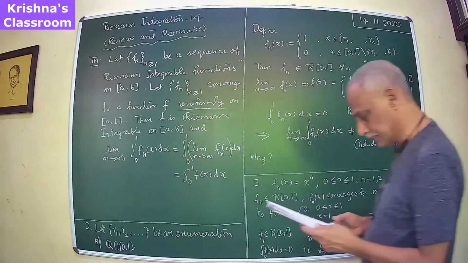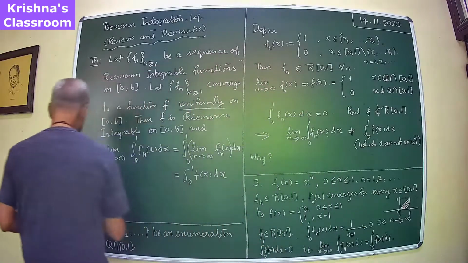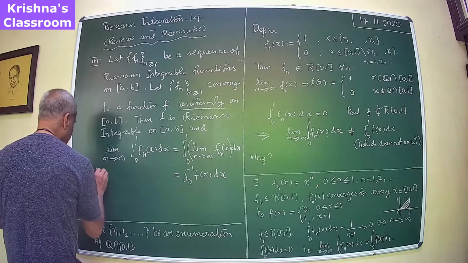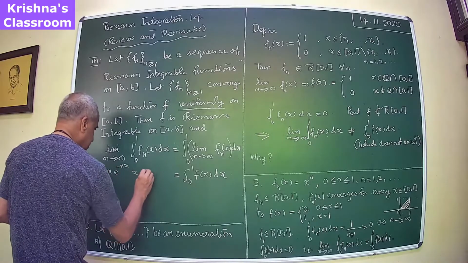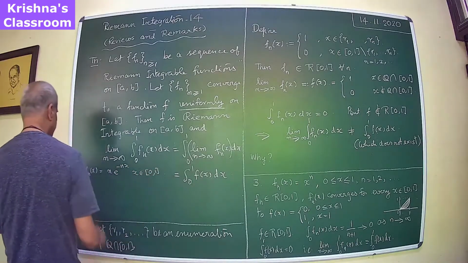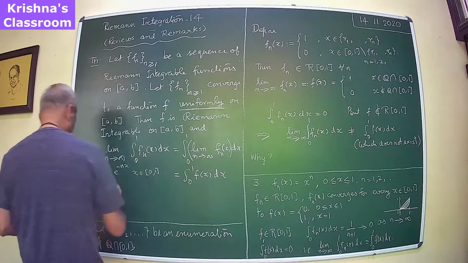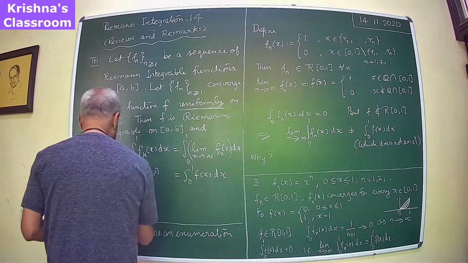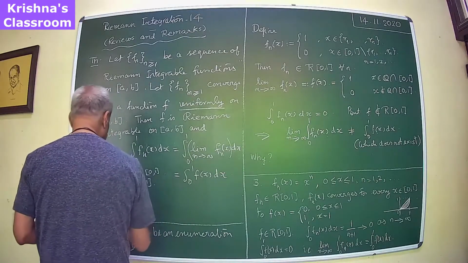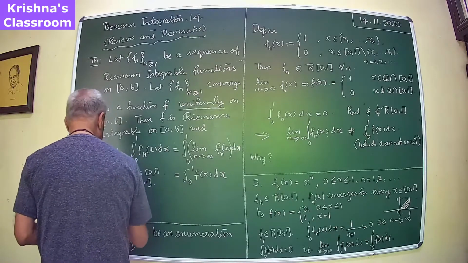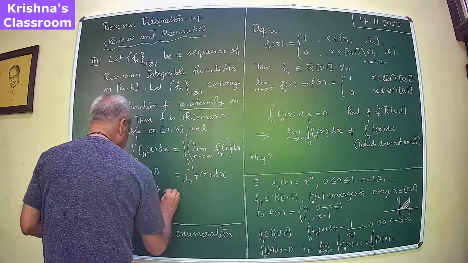So let us look at the two examples that we have looked at. And you see that in the first example, the function that you have is fn(x) equal to n e to the power minus nx for x belonging to [0, 1]. Okay? And what happens with f(x)? f(x) is equal to 0 for x belonging to (0, 1], and does not converge at all at 0. So f is not defined at x equal to 0.